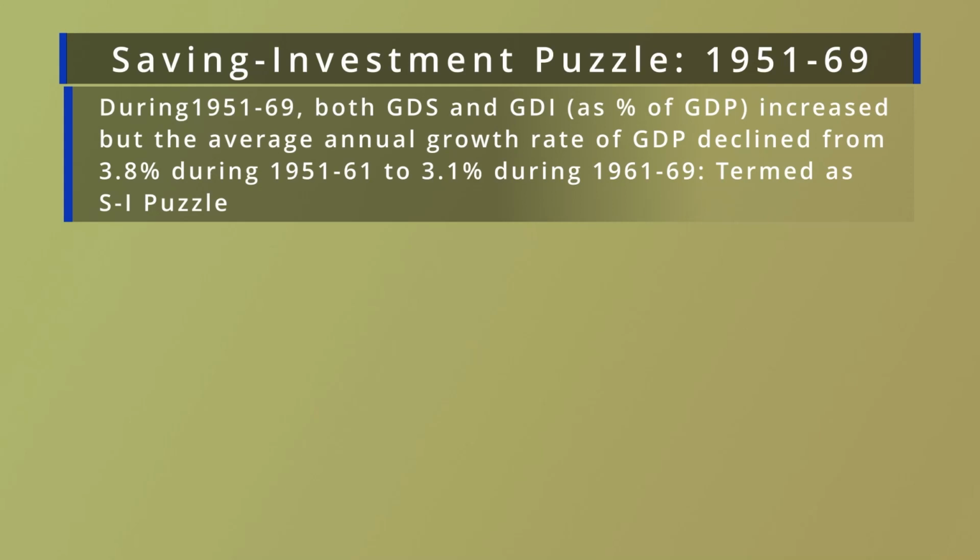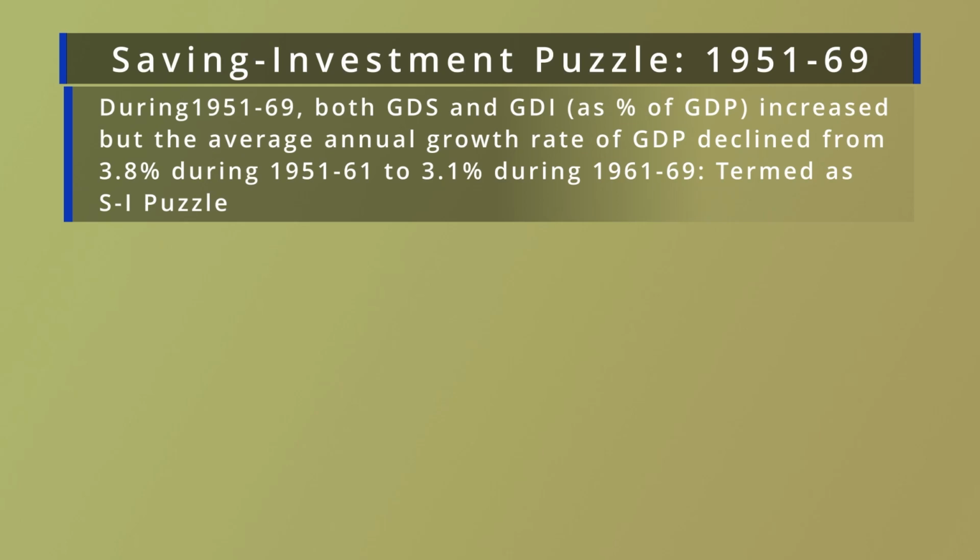Saving investment puzzle is nothing but in some of the period, for example, during 1951 to 1969, we observed that both gross domestic savings as well as gross domestic investment as a percentage of GDP increased gradually. But that was not reflected in the GDP growth. In fact, during 1951 to 1969, the GDP growth rate declined.